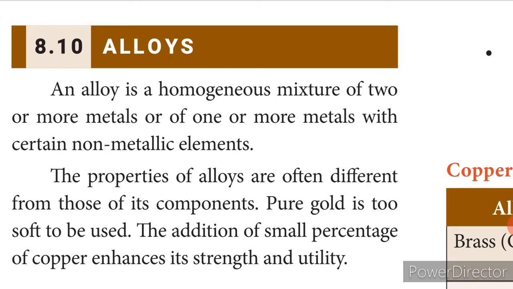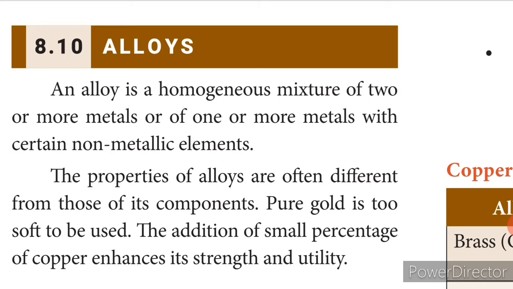Now if you see the properties of the alloys, they will be different from those of its components. For example, bronze is a mixture of copper and tin, right? If I take brass, it is a mixture of copper and zinc. So when copper and zinc combine together, it forms brass. And brass has different properties, and it does not reveal the properties of copper and zinc. So the properties of the alloy will be different from its components. In the case of brass, the components are copper and zinc, isn't it? So brass will have different properties than copper and zinc.